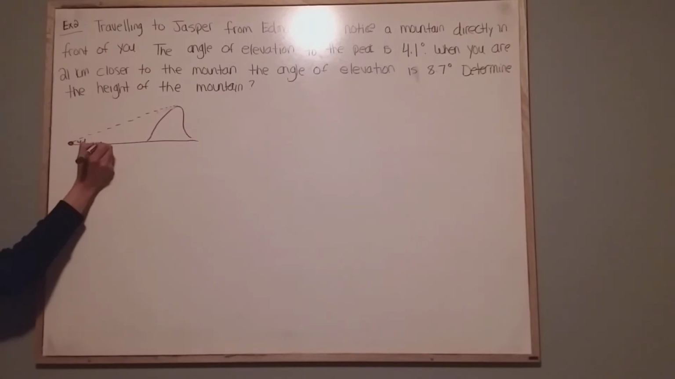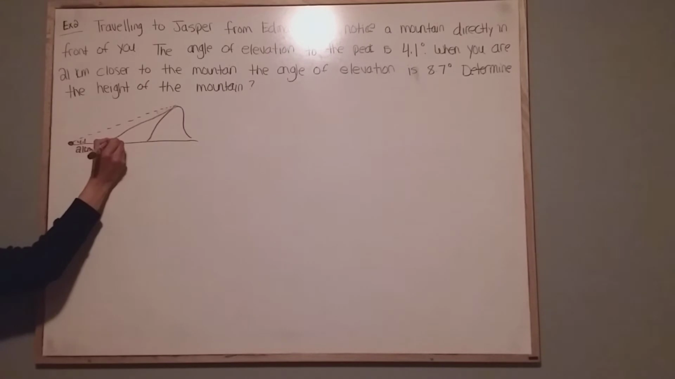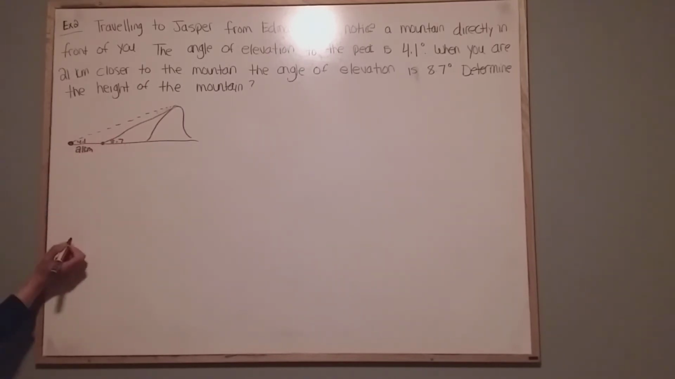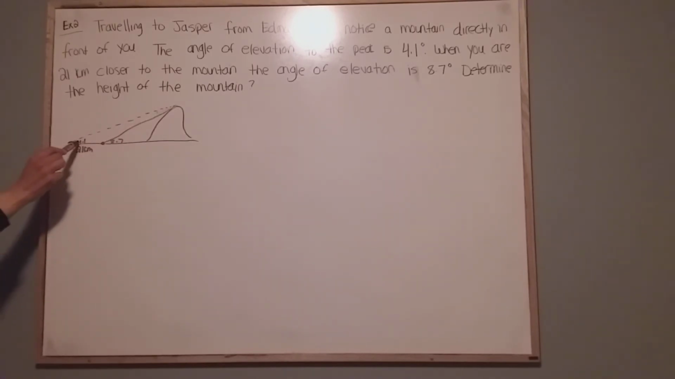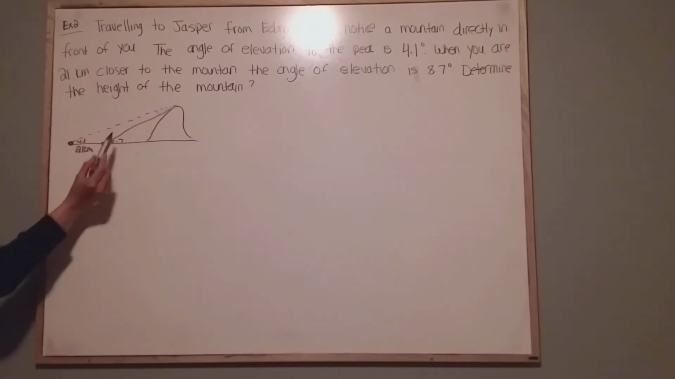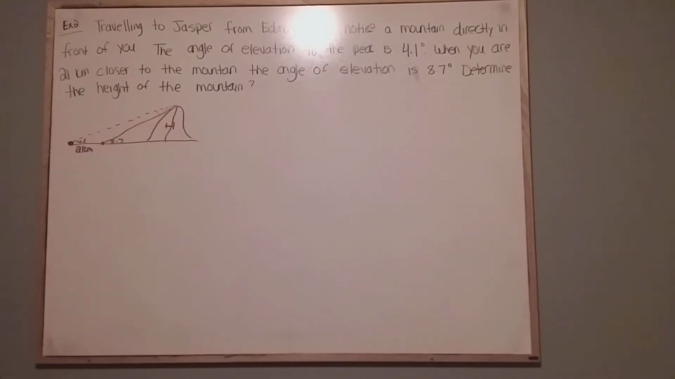Then I keep driving and I stop my car. I've driven 21 kilometers. And then I again look to the top of my mountain, and this angle here is 8.7 degrees. So that's my diagram. This is my initial elevation to the top of the mountain. Then I drove 21 kilometers. That's my second one. I need to find the height of this particular mountain. So how do I solve this question?